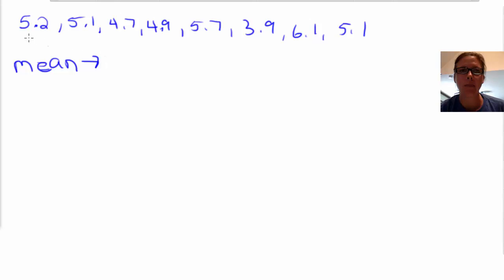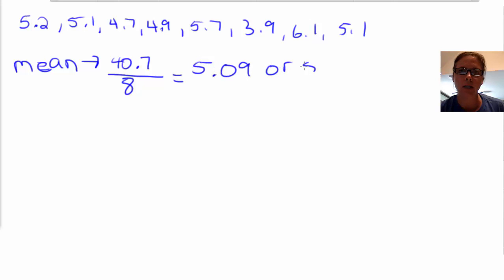we just add them up. You can do it in your calculator. You add them all up and you should get 40.7, I believe. Then you divide it by how many there are: 1, 2, 3, 4, 5, 6, 7, 8. There's 8 of them. So the average or the mean is 5.09, or I would just accept 5.1 would be fine.